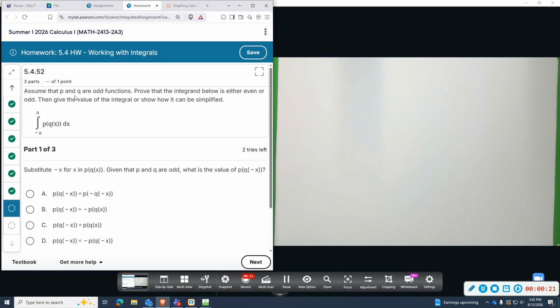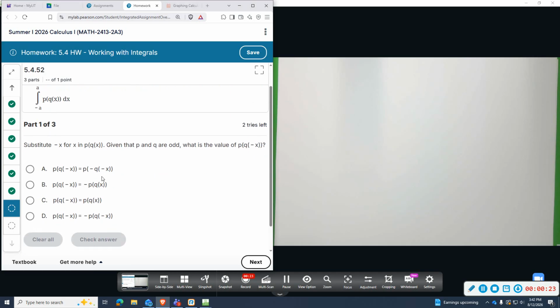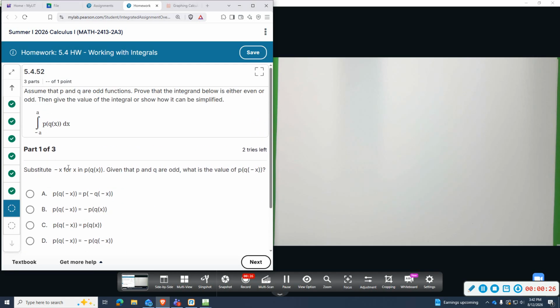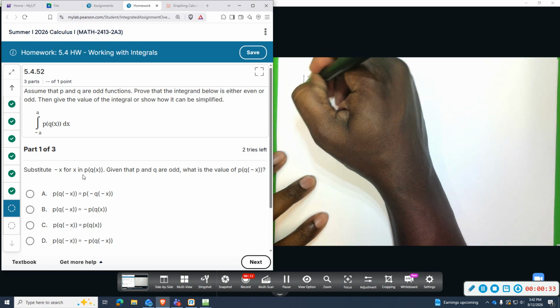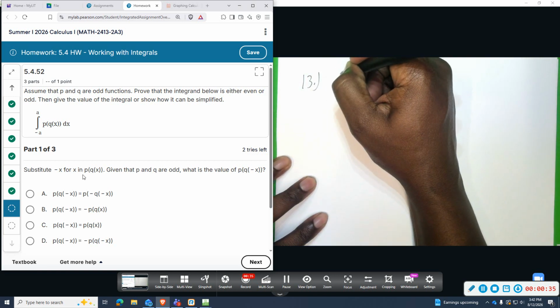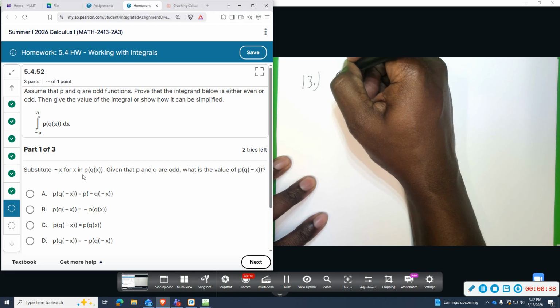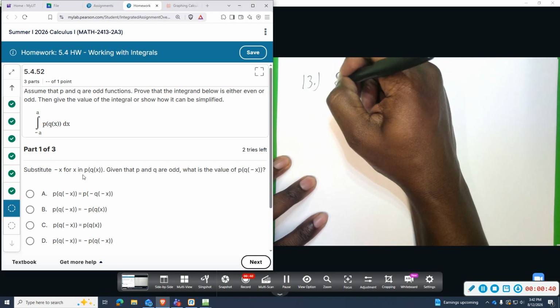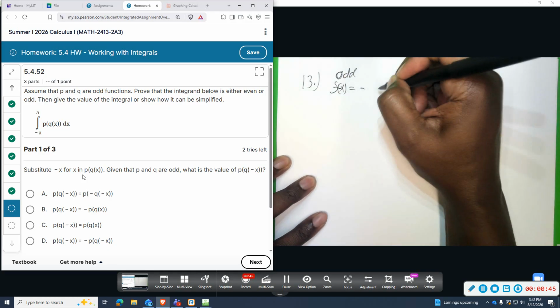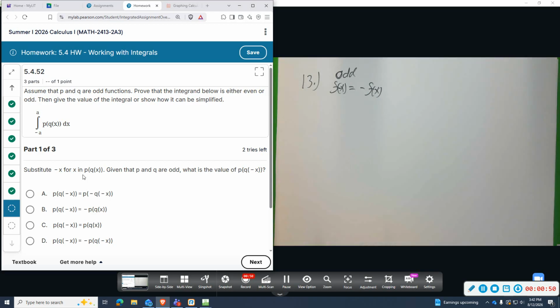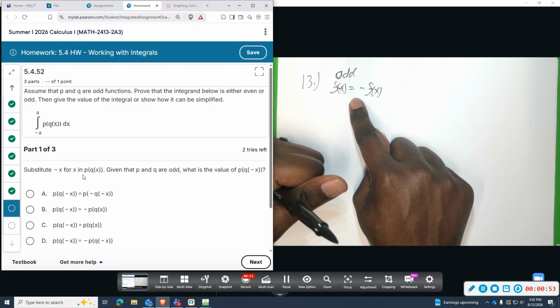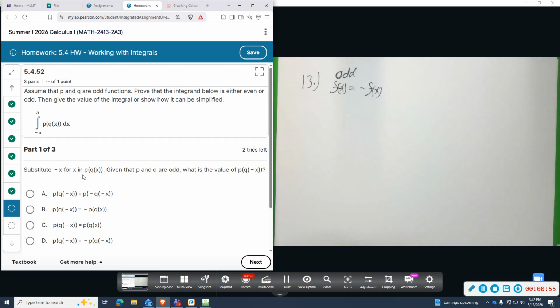All right, so we are told P and Q are odd. So we're going to substitute a negative x in for x. So again, talking about symmetry, we know the rule for odd is if we plug in negative x into f, we get a negative f of x out. Okay, so the negative of the y value. So I know that when I plug in a negative, I get out a negative because it's odd.